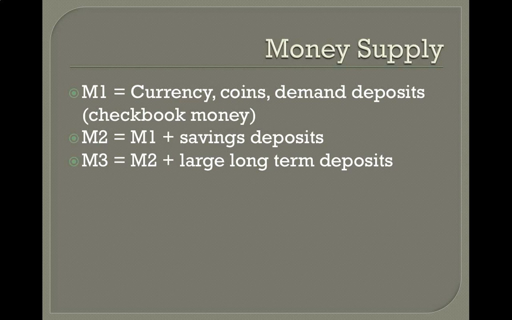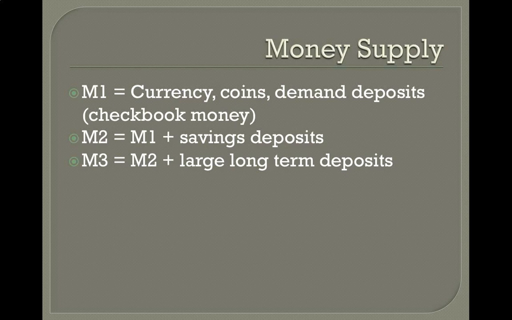M2, you have to take M1, and then you're going to add to that savings deposits. So anything in a savings account. We actually cannot take our savings account books to the store and use anything to purchase, but we can get to them very quickly. We can get them out with a debit card, or we can transfer the money online and put it right into our savings account. So savings deposits, you add that to all your currency, coins, and checkbook money, and that gives you M2.